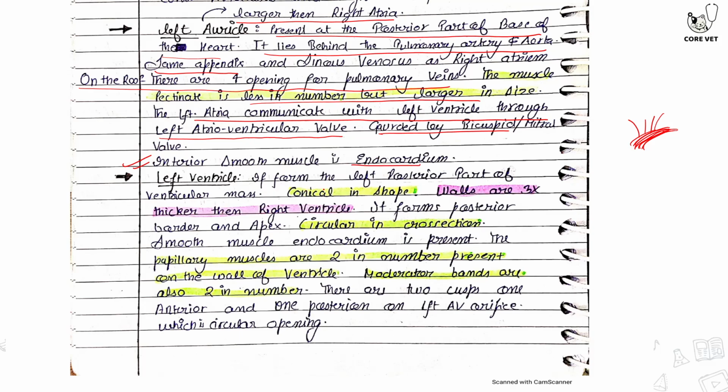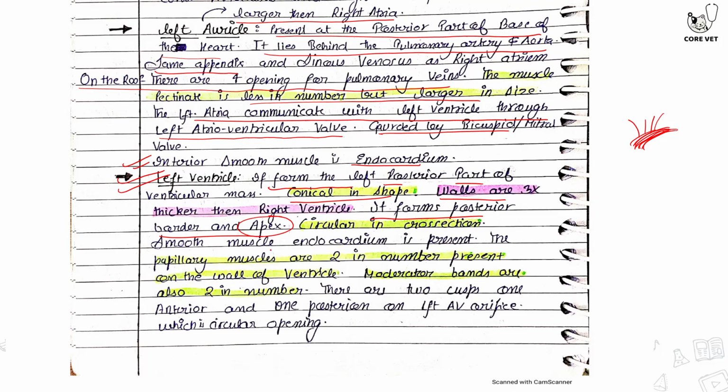Now coming to the left ventricle, it forms the left posterior part of the ventricular mass. It is conical in shape. The wall is three times thicker than the right ventricle. It forms the posterior border and the apex. So the posterior border and the apex of the heart are formed by it. The apex is formed by the right ventricle. Oh, left ventricle, sorry, my bad.